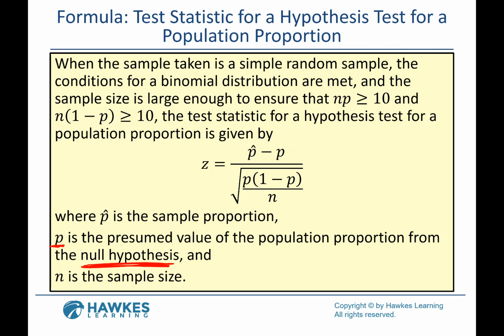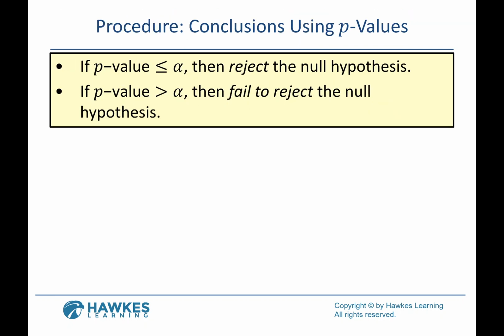Since we're using a z test statistic, finding z, that means we can go back to using p-values, which is the more common method for making a conclusion. So here's our rule. This is just like a slide we had in 10.2, so it's nothing new, it's just a reminder of our rule. We compare our p-value to our significance level alpha, and if p-value is less than or equal to alpha, that's when we reject the null hypothesis. If p-value is greater than alpha, that's when we fail to reject the null hypothesis.